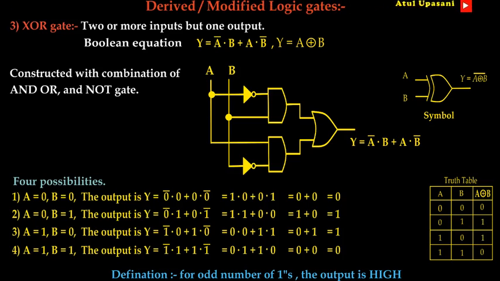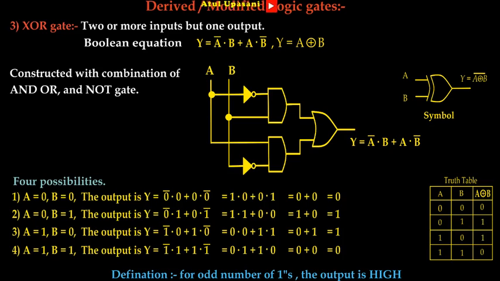There are 4 possibilities. If A is connected to 0 and B is also connected to 0, the output Y will be given by putting these values in the Boolean equation. Y equal to 0 complement dot 0 plus 0 dot 0 complement. First product will be 1 into 0 and second product will be 0 into 1. So 1 into 0 equal to 0 and 0 into 1 is also equal to 0. So at the last 0 plus 0 will be equal to 0.